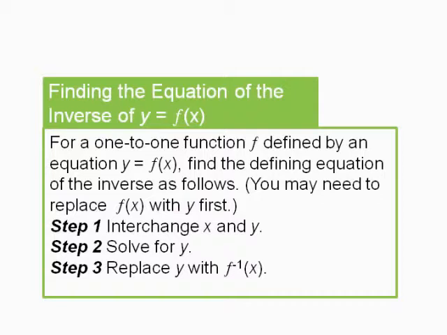Step 1, interchange x and y whenever you've got a function that's 1-to-1 and you want to find its inverse. Step 2, solve the new equation for y and then write it in that new inverse notation, f minus 1 of x, which is the inverse of y notation.